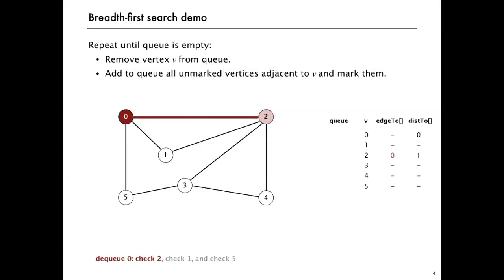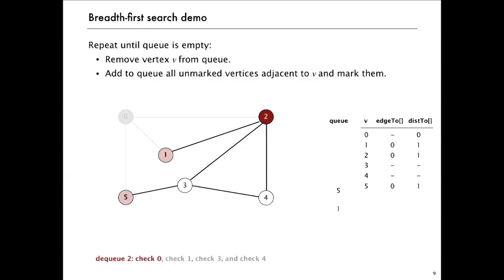So we check 2, and that is not marked, so we add it to the queue. Then we check 1, that's not marked, so we add it to the queue. Then we check 5, and that's not marked, so we add it to the queue. So we finished processing 0; 0's done. Now remove the next vertex from the queue. In this case it's 2. We take 2 off the queue and process it by adding to the queue all the unmarked vertices that are adjacent.